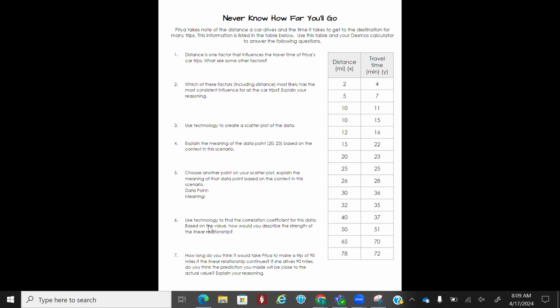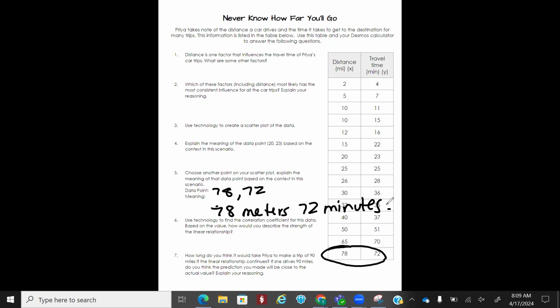Nope. Okay. Here's another point on the scatter plot and the meaning of the data point based on the context of the scenario. So if we take 78, 72, that means 78 meters away, it's going to take 72 minutes. Whenever we say in context, you're going to want to look at your X and Y up at the top of your table. Okay. Use technology to find the correlation coefficient.